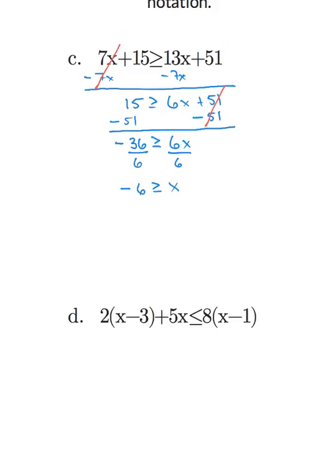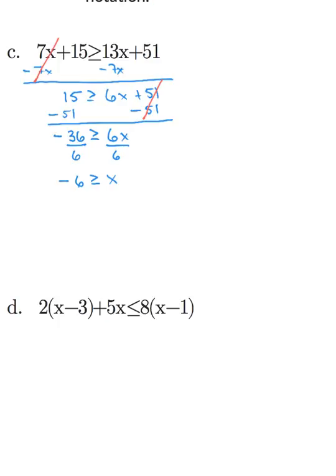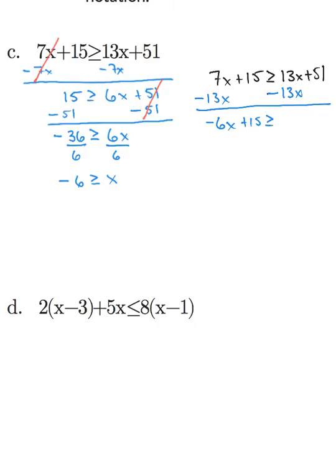Now let's solve this again. And this time we're going to move our variables to the left side. If we do that, let's write out the problem first. We can move our variables to the left. We get, subtract both sides by negative 13x. We get negative 6x plus 15 is greater than or equal to 51.